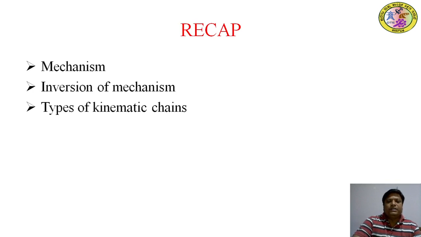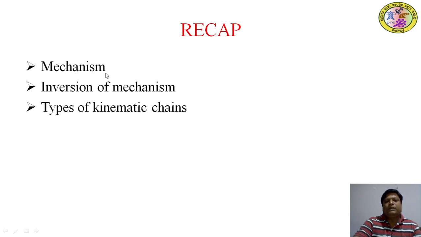In the previous sessions, we already discussed mechanisms, inversion of mechanisms, and types of kinematic chains. A mechanism is a set of mechanical members arranged in a specified manner to produce specified motion. In a kinematic chain, when any one link is fixed, it gives relative motion, which is either completely constrained or incompletely constrained motion. We call it a mechanism.